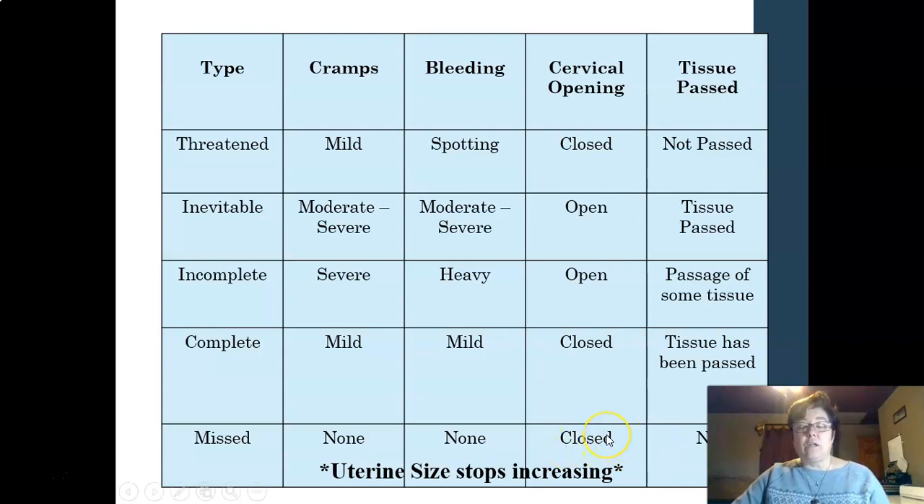The cervix is closed. The key that there is a missed miscarriage is that the uterine size stops increasing. So she comes for her next prenatal visit and there's no change in the size of the uterus because the fetus isn't growing, because the fetus died, is dead. Okay, so this is the key symptom for a missed miscarriage.